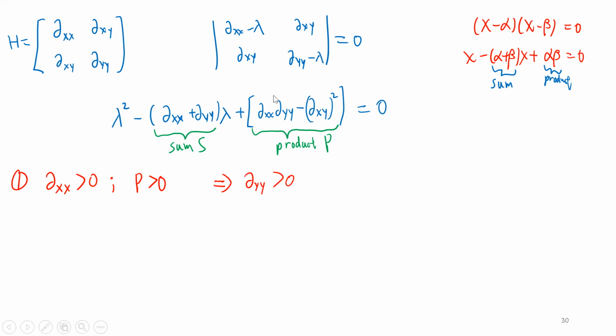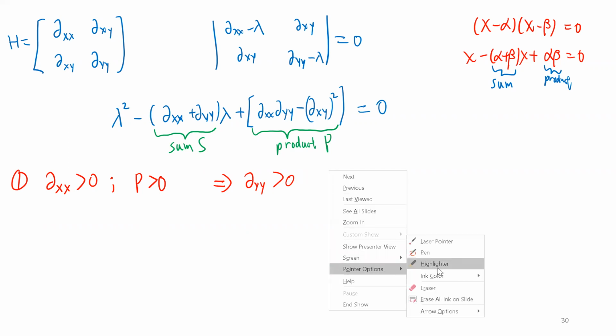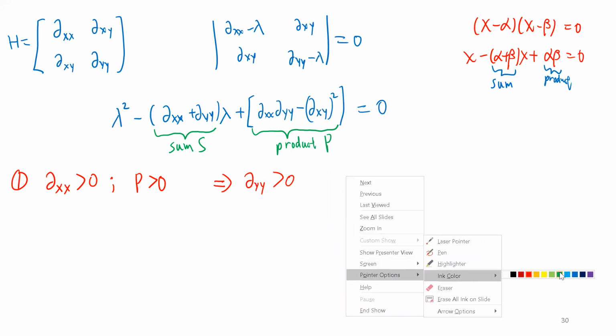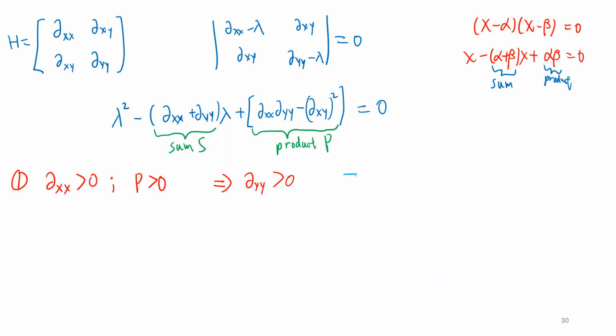So if I require this one to be positive, and I know that partial xx itself is positive, that means partial yy also has to be positive. So in this case, what do I have? I have both partial xx and partial yy positive. And the conclusion is that the sum of roots is also positive.